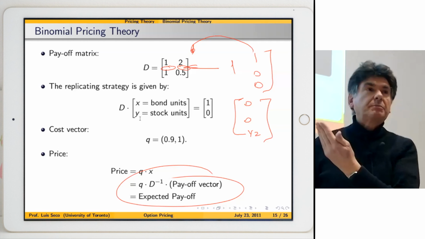Was the cost vector given, or was it? No, the cost vector will be here. Good point. I forgot to put that. I said we're still trading at a third, right? That's the cost vector. Yes, right.